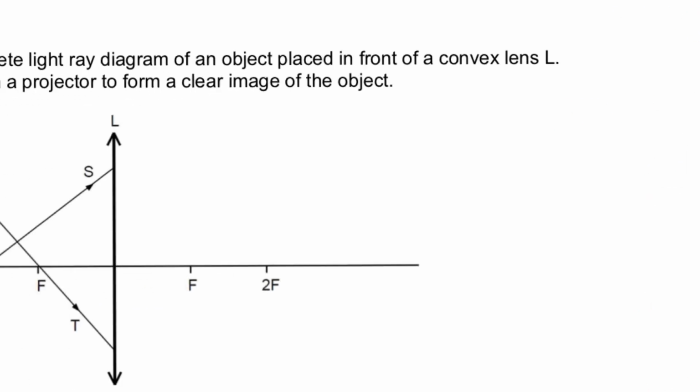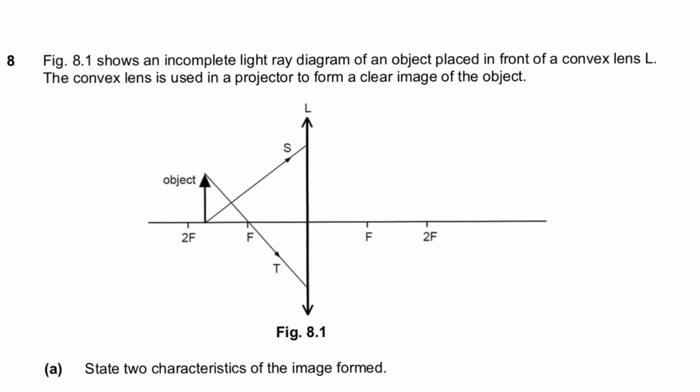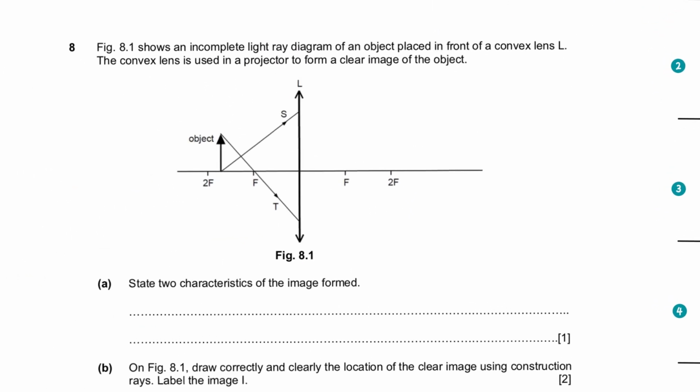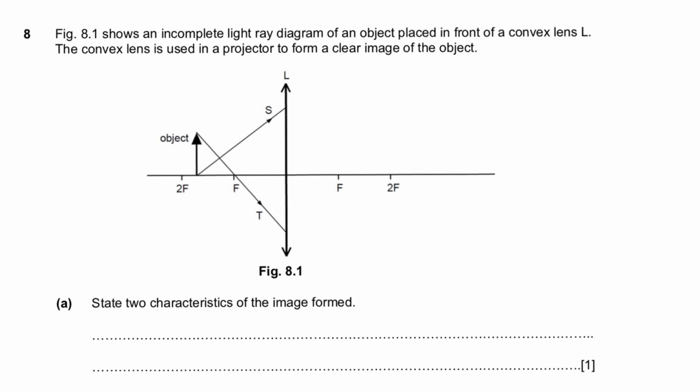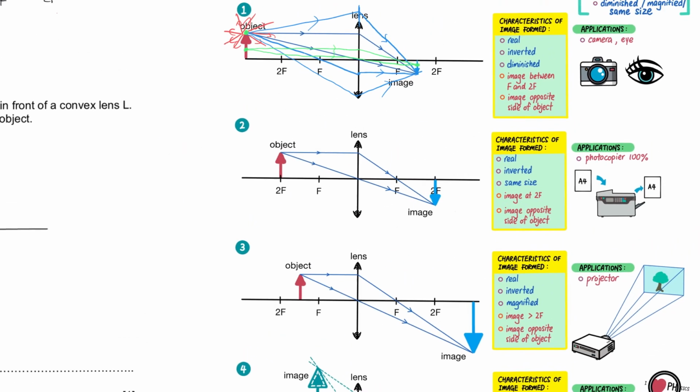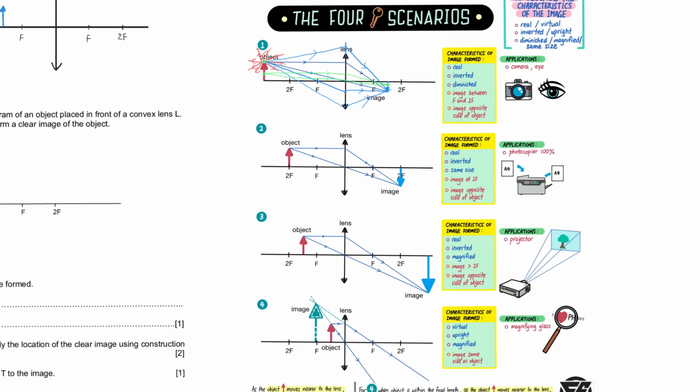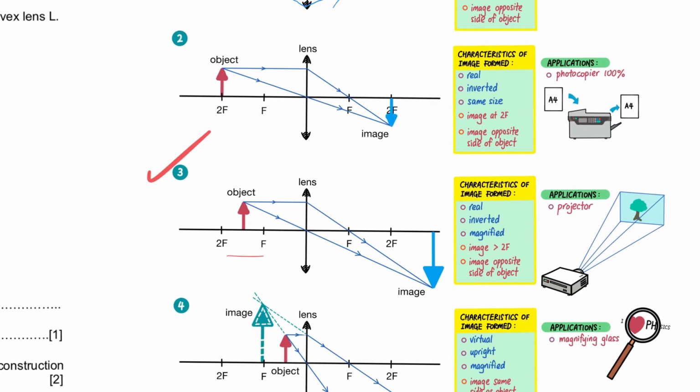So if you understand that, this question will seem very simple actually. Firstly, you're supposed to state 2 characteristics, and I need you to memorize the 4 scenarios. In this case, straight away you know that this is scenario number 3, where the object is between f and 2f. The image you get will be real, inverted, and magnified, and the application is a projector.